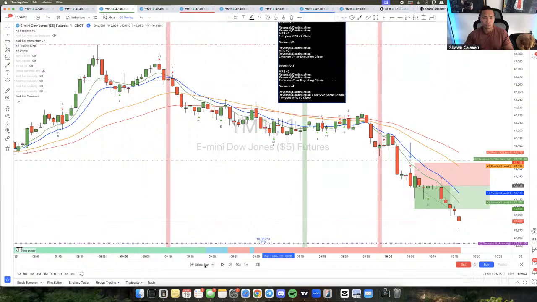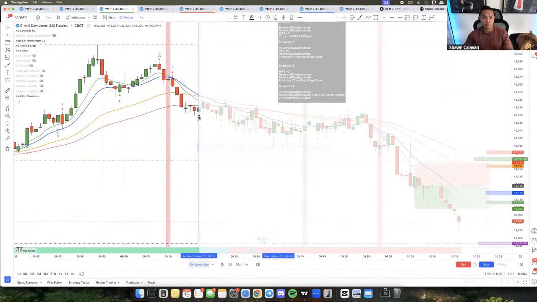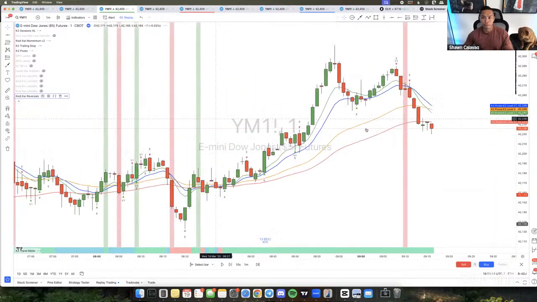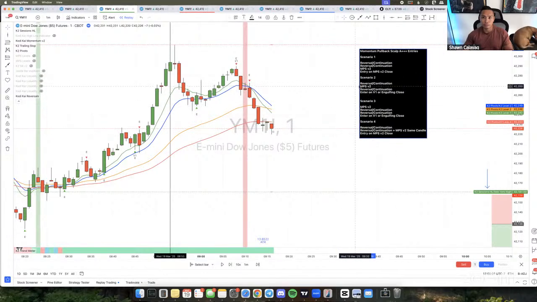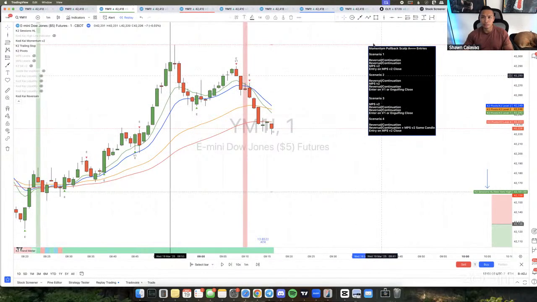Okay, so here's another one, and this is going to be another scenario. So looking at this here, I'll put a line at this point. Looking at this one right here, this is going to be scenario number 1. So we did scenario 3, we did scenario 2. Now this is going to be scenario number 1. We have a reversal continuation right here. It's an engulfing V1. Just make sure you have the reversal indicator on because it's going to show you exactly where they're at. So you have an engulfing V1 right there.